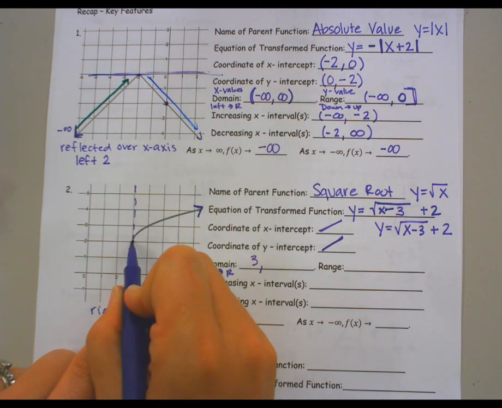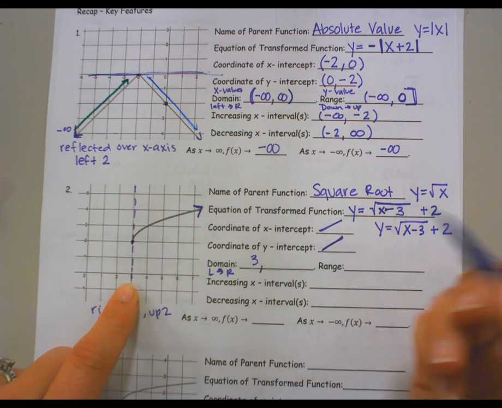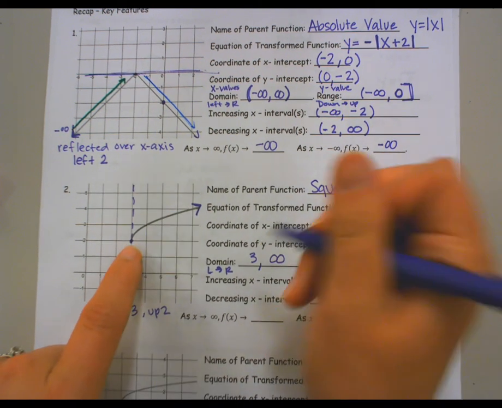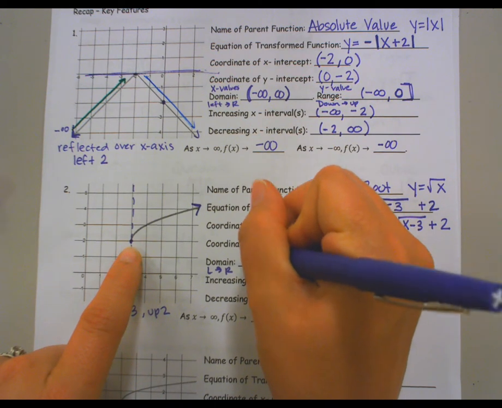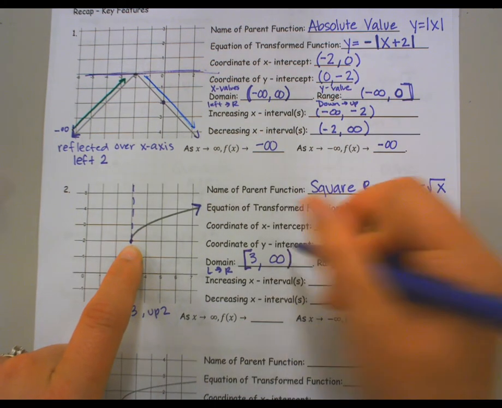That's that first x value that we used. And then we're going to use every x value from then on out. So then it's going to go to infinity. Because 3 is a value that we can equal, we're going to put a bracket at 3. And then we always put a parentheses at infinity.